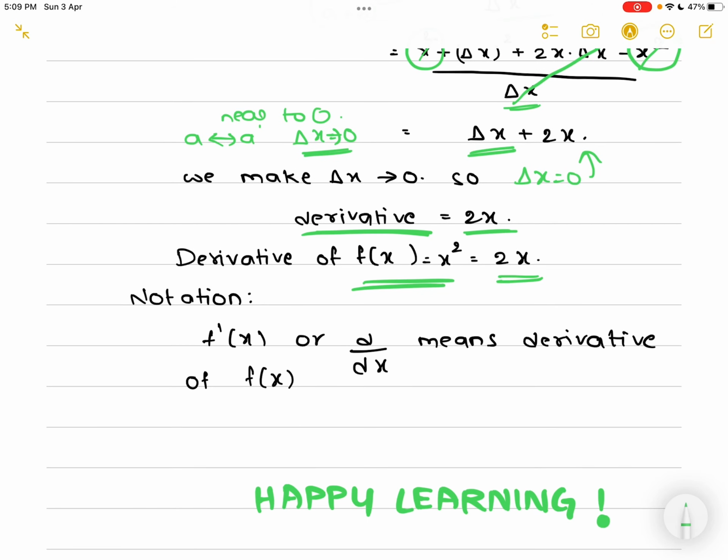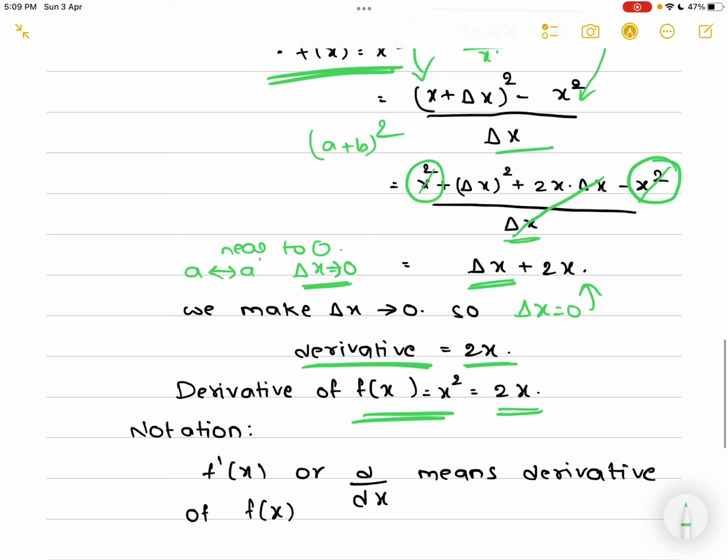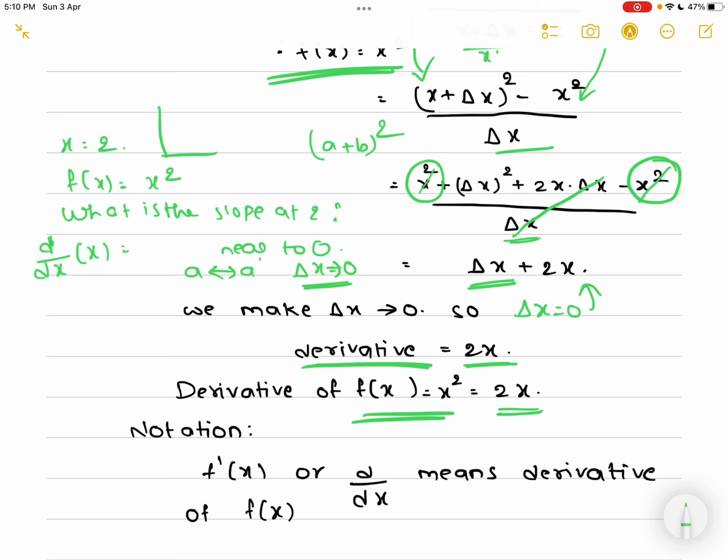Okay, so how do you understand this? Let's say x equal to 2. What is the slope at point 2 for this function f of x equal to x square? Now that we have found the derivative of f of x is 2x, we can say that the slope at point 2 is 2 into 2, that is equal to 4. So that is the practical use for finding derivatives.